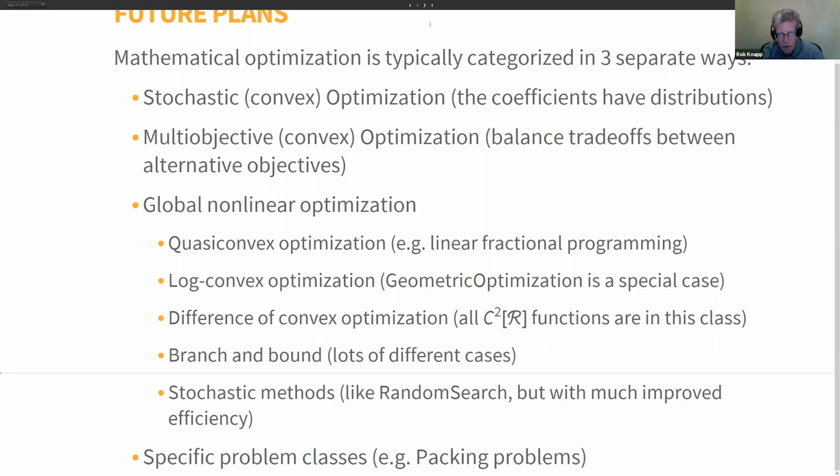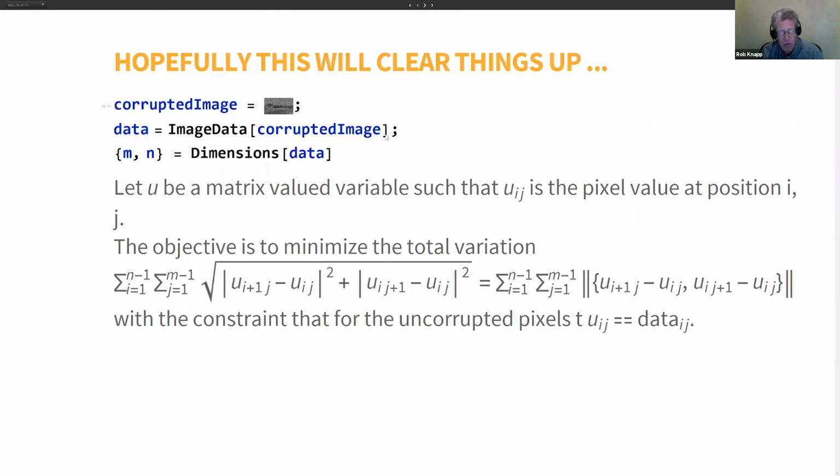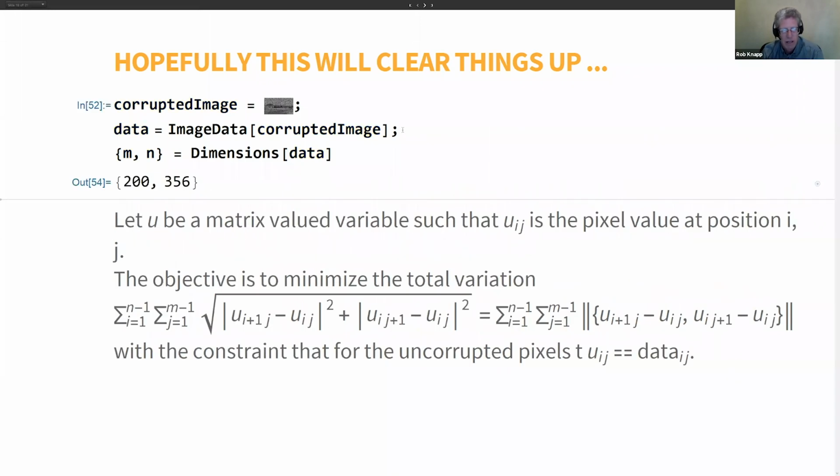I mean, the long-term future will eventually have sort of NMinimize and FindMinimum really souped up to work very efficiently in a huge number of cases. So to kind of conclude, I'm going to show you one more example with convex optimization.